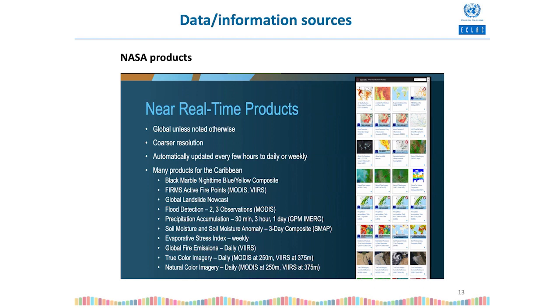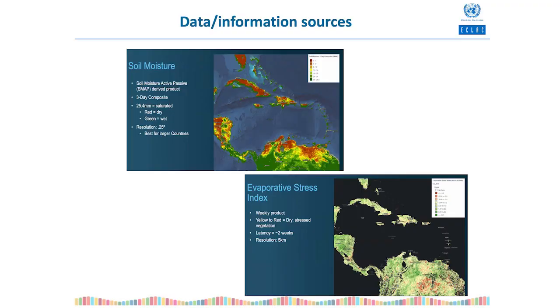Talking about near real-time products, it's important that you can be aware of the availability of global information. Mainly, we can mention the black marble nighttime blue-yellow composite. The first is the active fire points, the global landslide nowcast, the flood detection data, precipitation accumulation, soil moisture, and so on. These are examples of a soil moisture map and evaporative stress index in the region.